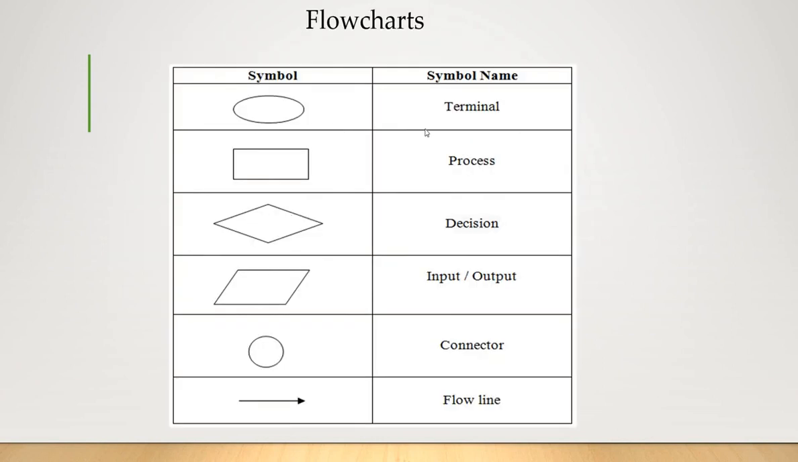So here are the symbols and symbol names. This symbol is used as a terminal to start or end. Next one is the rectangle, which is called process. Next one is a diamond, which is called the decision making symbol. Next one is the parallelogram, which is used as input or output. Next one is the circle, connector, and next one is a line. The arrow is called a flow line, guys.